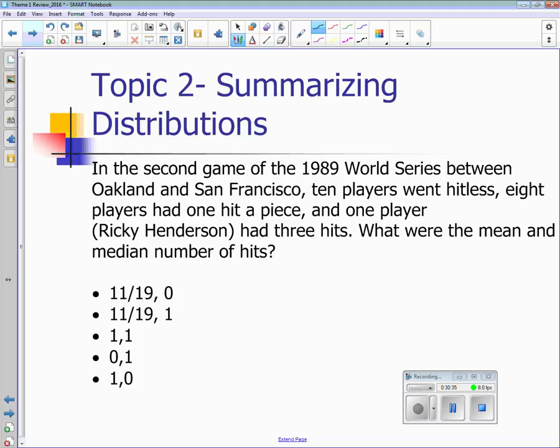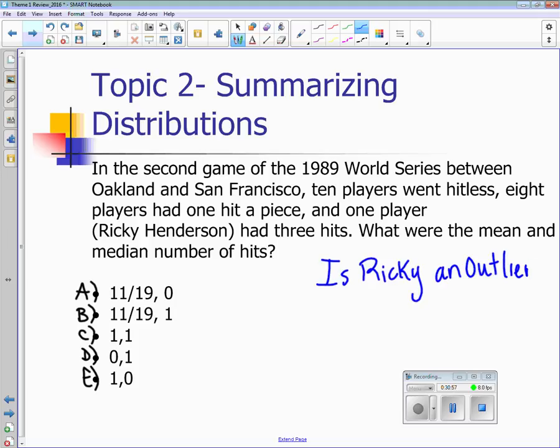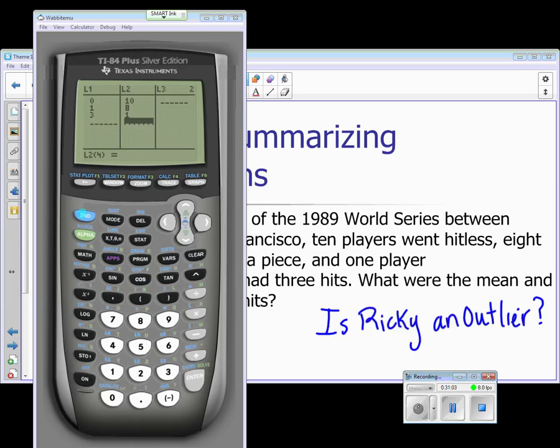I'm going to go ahead and pause this. I want you to try this one on your own. I'd like for you to use the calculator or do some work on the calculator. And I also want you to answer the question, is Ricky Henderson an outlier? Okay, so I'm going to pause this for a minute. And I want you to mathematically show me whether or not he was or was not an outlier. Let's see how much we remember.